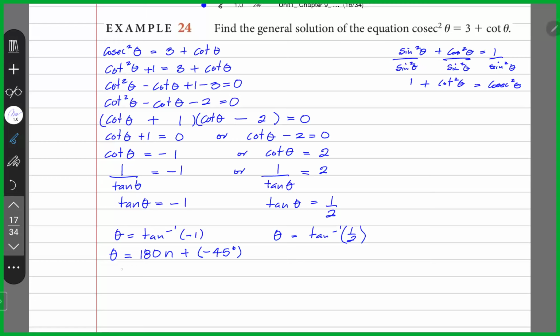Or I could just simplify and say 180 n minus 45 degrees. Over to the right, the tan inverse of a half is 26.6 degrees. So theta would be equal to 180 degrees n plus 26.6 degrees.